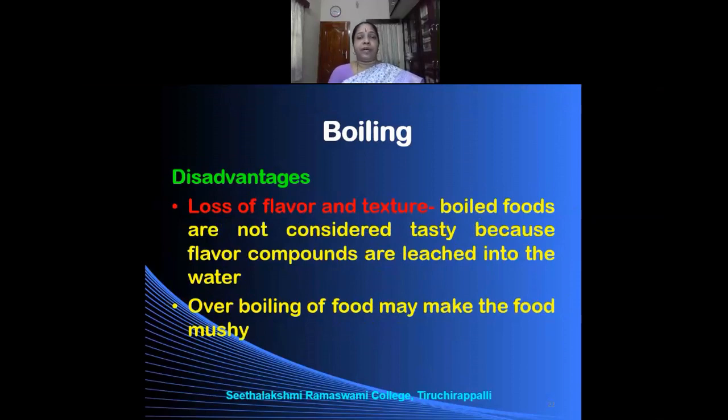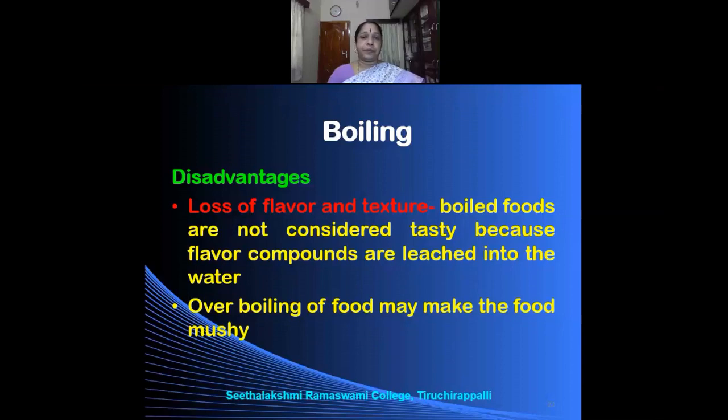There is loss of flavor and texture of food. The boiled foods are not considered tasty because the flavors that are present in the food are leached into the water. They are removed while they are being cooked in the water, and therefore those foods are not very tasty. And overboiling of food may make the food mushy. That is, it makes the food extremely soft, and therefore there is loss in the consistency of the food.